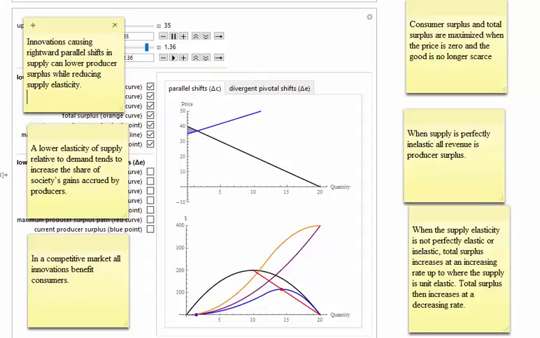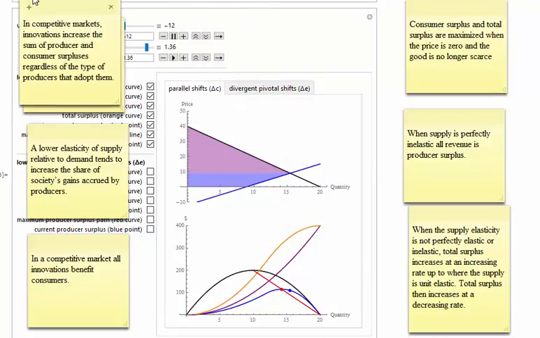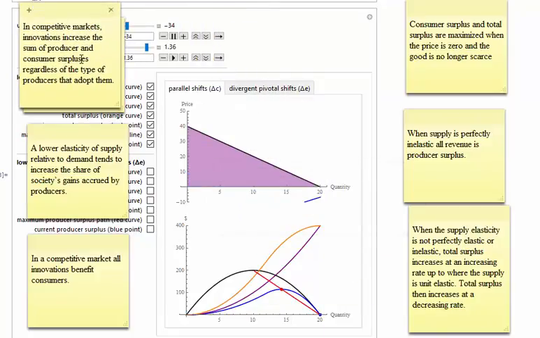And so innovations causing rightward parallel shifts in supply lower producer surplus, which reduces the supply elasticity. And in competitive markets, innovations increase the sum of producer and consumer surpluses regardless of the type of producers that adopt them. In other words, society's better off and consumers are better off.